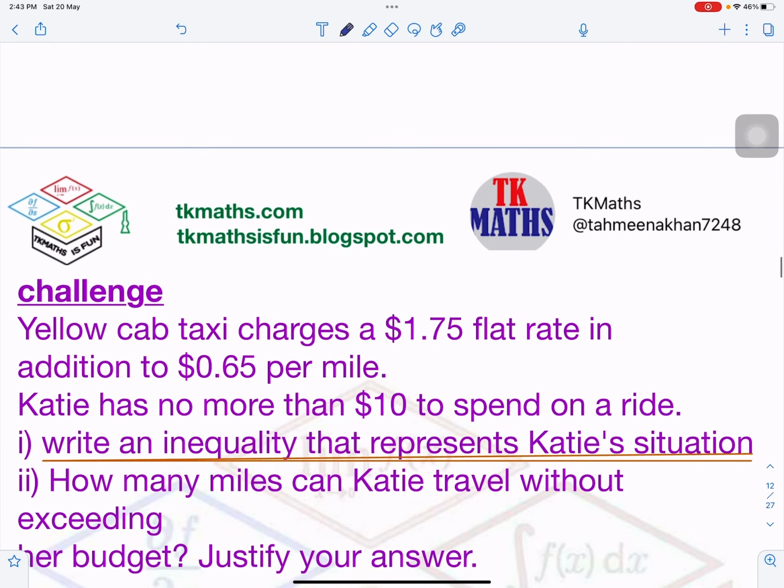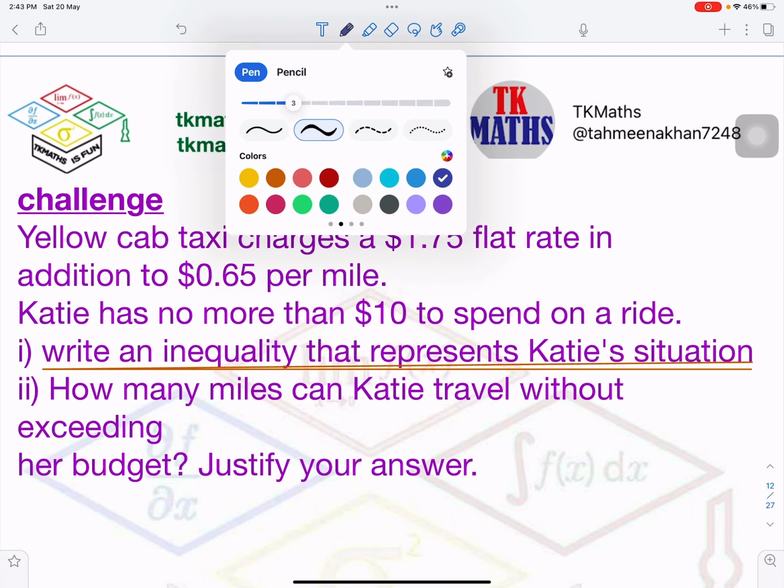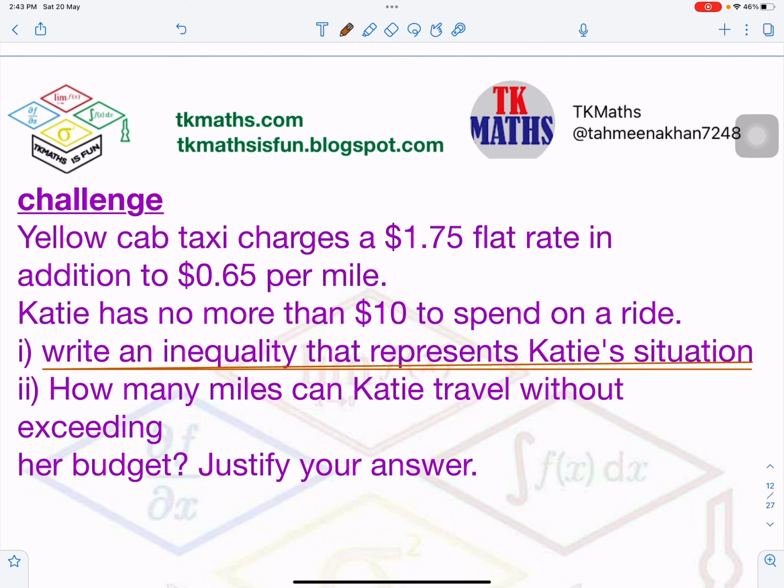Now let's take a word problem, which is a challenge also, and this is the last problem for this video, right? So a yellow cab taxi charges 1.75 flat rate and 0.65 per mile. So this it will charge definitely, and then for every mile 0.65. And Katie has not more than 10 to spend on a ride. I have to write an inequality for this. So miles, I don't know.